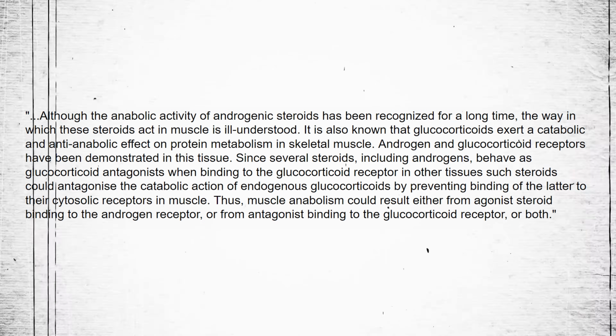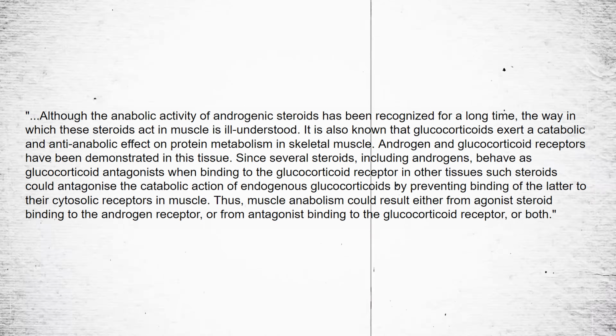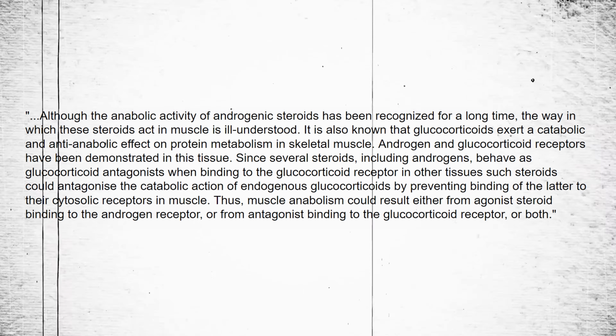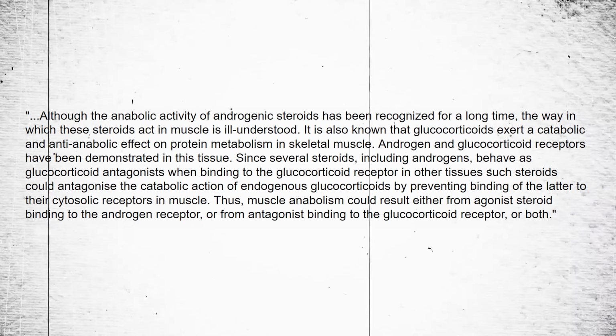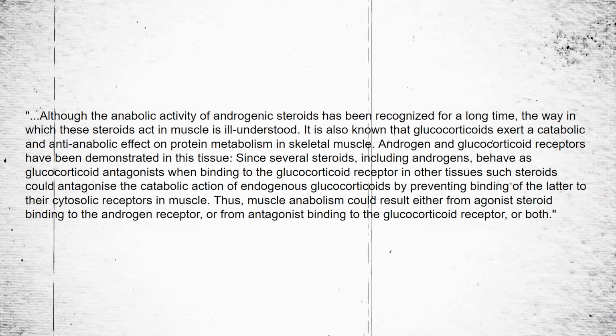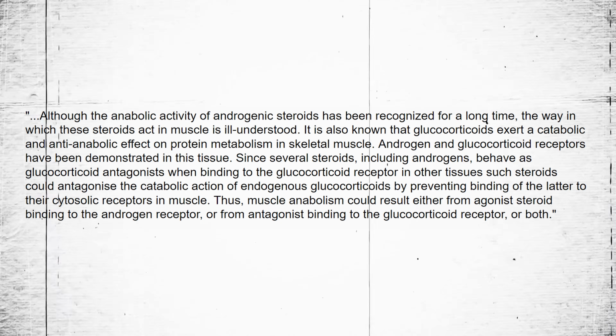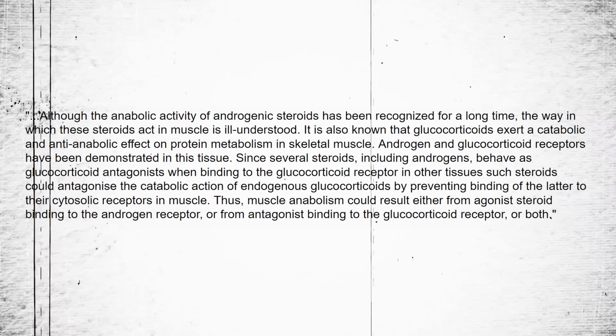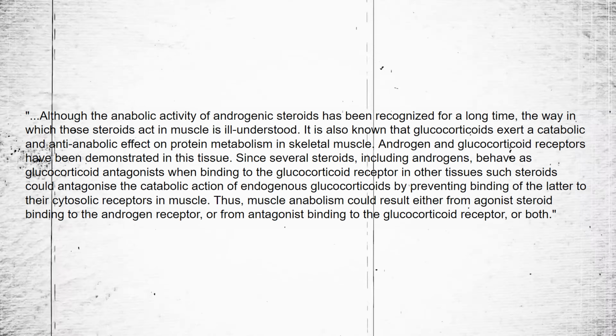Now, androgen and glucocorticoid receptors have been demonstrated in this tissue, since several steroids, including androgens, behave as glucocorticoid antagonists when binding to the glucocorticoid receptor in other tissues, and such steroids could antagonize the catabolic action of endogenous glucocorticoids by preventing binding of the latter to their cytosolic receptors in muscle. So what we're seeing here is that androgens can behave as glucocorticoid antagonists, meaning that they can block and occupy the receptors that cortisol can bind to.